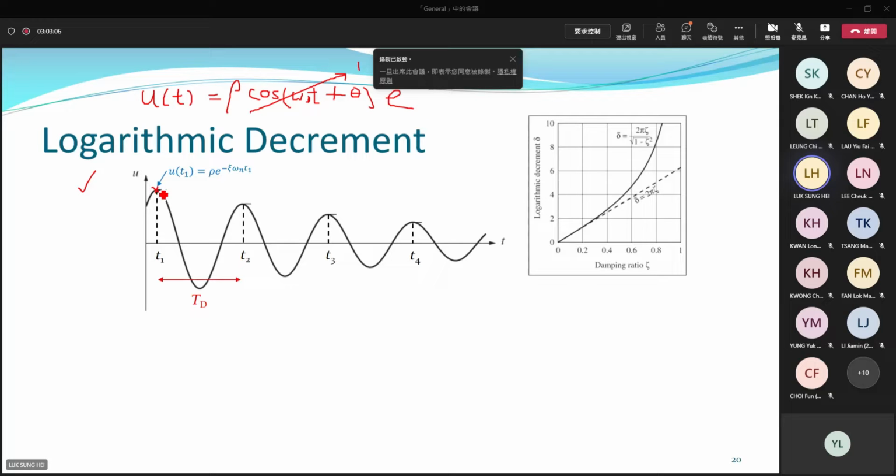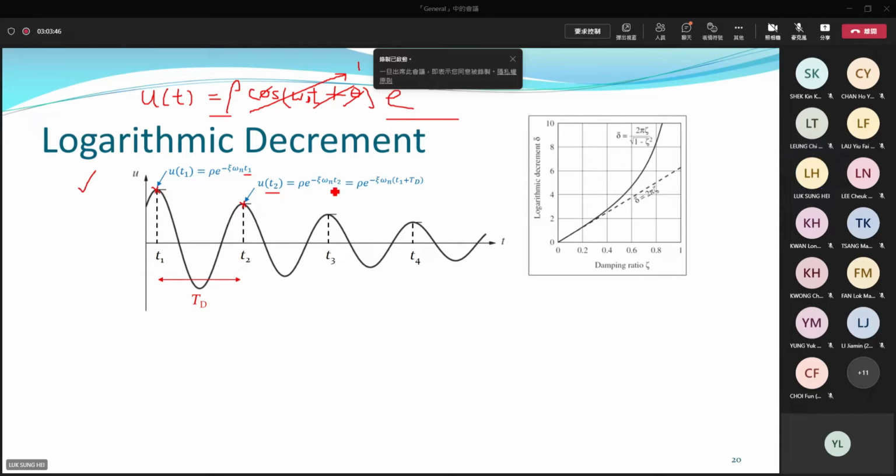So at this peak point, the value at time t1 is equal to rho times the exponential function, this one times this one. The middle part is equal to 1. At time t1, you can find the displacement amplitude easily by using substitution. Similarly, you can find the displacement at time t2, t3, t4. You can easily find the vibration amplitude at different time instants.